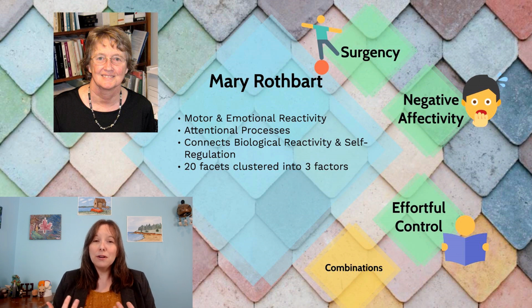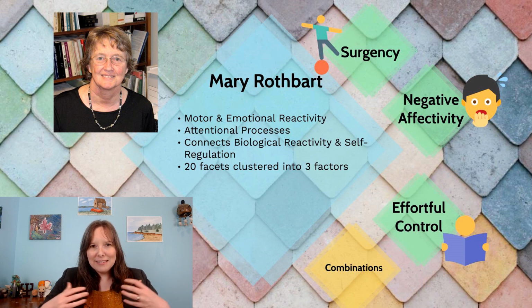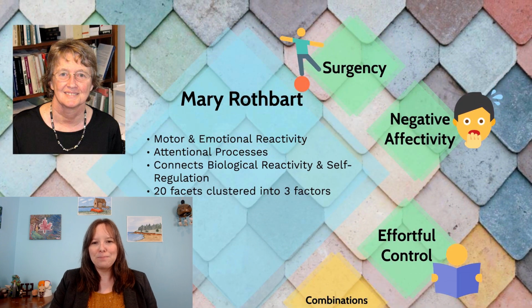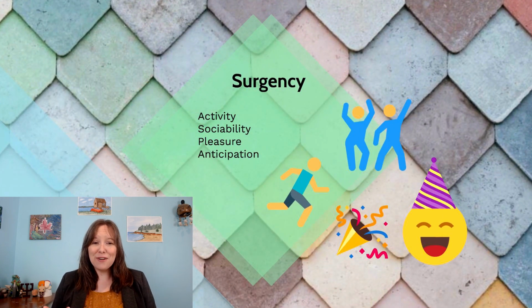Now, according to Mary Rothbart, there's lots of different dimensions or traits we could talk about. In fact, according to this theory, there's 20 separate facets of our temperament. But these 20 facets cluster into 3 larger factors: surgency, negative affectivity, and effortful control. So these are the 3 separate components that we'll now go into a little bit further. Surgency is very much the idea of high activity.